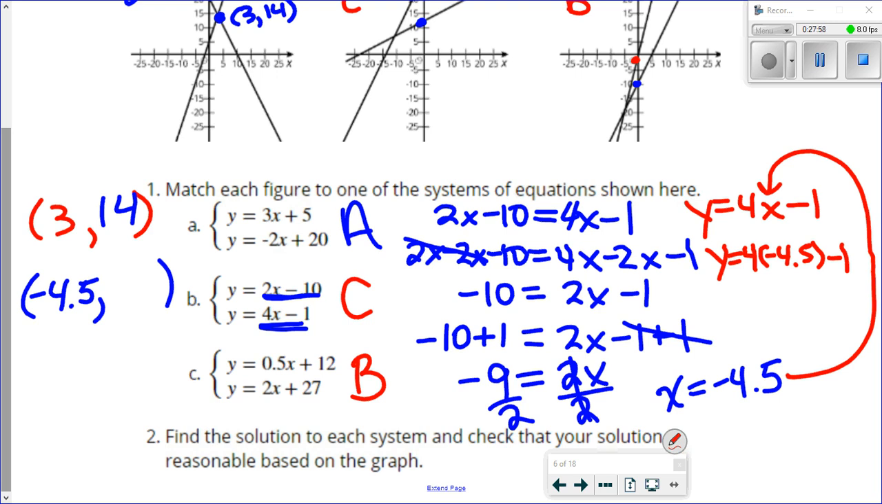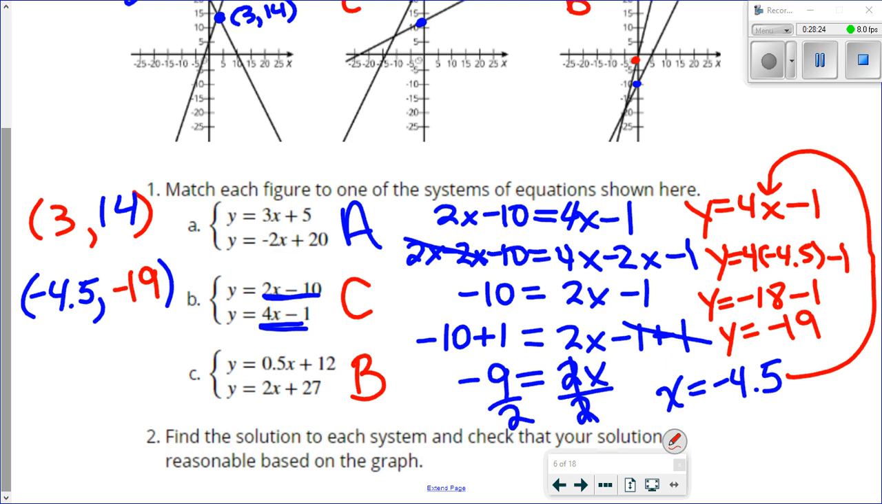All right, so let's go ahead and do the math. If you need to grab a calculator, please do. So we're doing 4 times negative 4.5, and we get negative 18 minus 1. And when I do negative 18 minus 1, I get negative 19. So now I have a solution for my y value. When my x is negative 4.5, my y is negative 19.